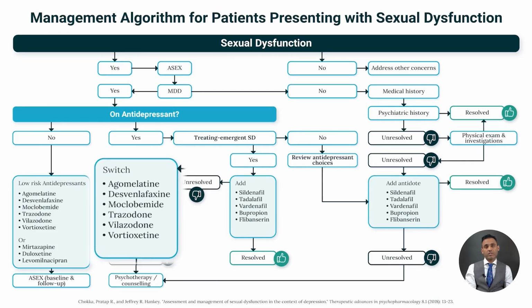If at this stage the sexual dysfunction is still unresolved, then switching the antidepressant to an antidepressant that has a lower risk or minimal risk of sexual dysfunction should be considered. Agents such as agomelatine, desvenlafaxine, moclobemide, trazodone, vilazodone, and vortioxetine should be at the top of the list. If the sexual dysfunction is still unresolved, psychotherapy, relationship counseling, or sex therapy should be added on top of this medication treatment.